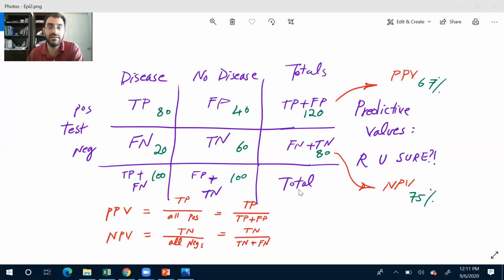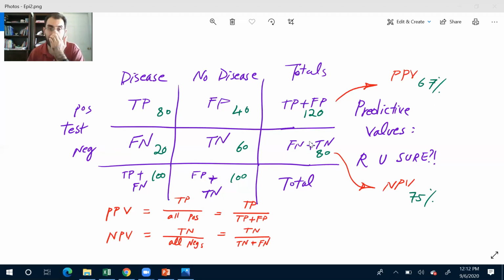Ladies and gentlemen, we talked about sensitivity and specificity, and we said sense is the first column. We talked about the spec, and we said the spec is the second column. Now we are talking about the rows of this table. Predictive value, positive or negative, you look at the rows of this table, right?